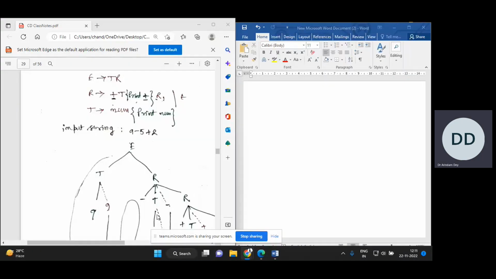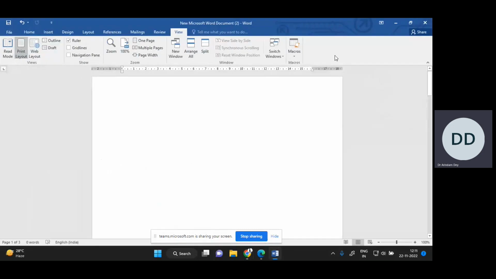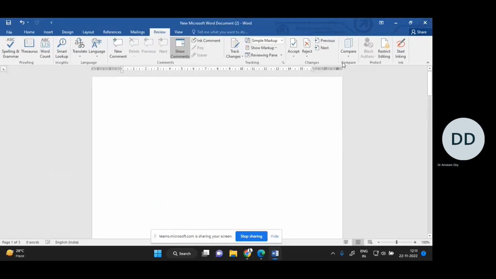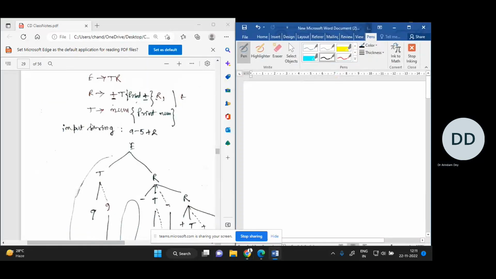I hope you can see the screen that I have displayed here. Now, let me connect my digipad first. It is connected.